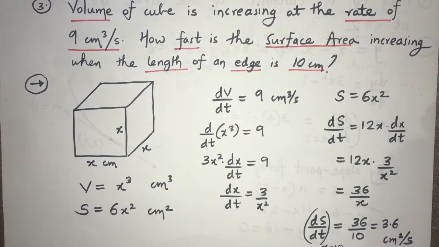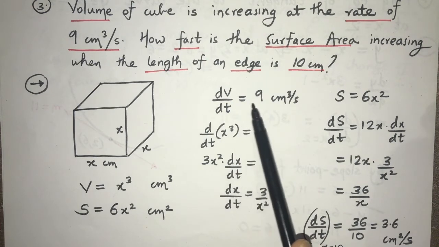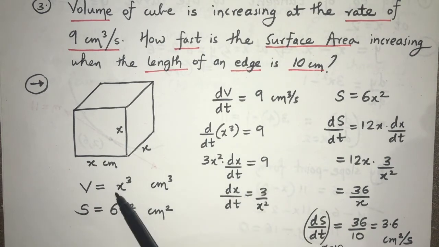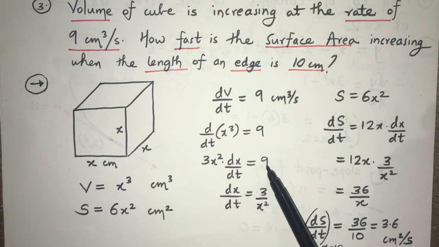Okay, so again, let us quickly revise the sum. Volume is going to be x cube. Surface area is going to be 6x square. We are going to differentiate volume because dV by dt, the rate at which volume is increasing, is 9 centimeter cube per second. So volume is x cube, we get 3x square. Dx by dt is 9. Dx by dt is 3 by x square.